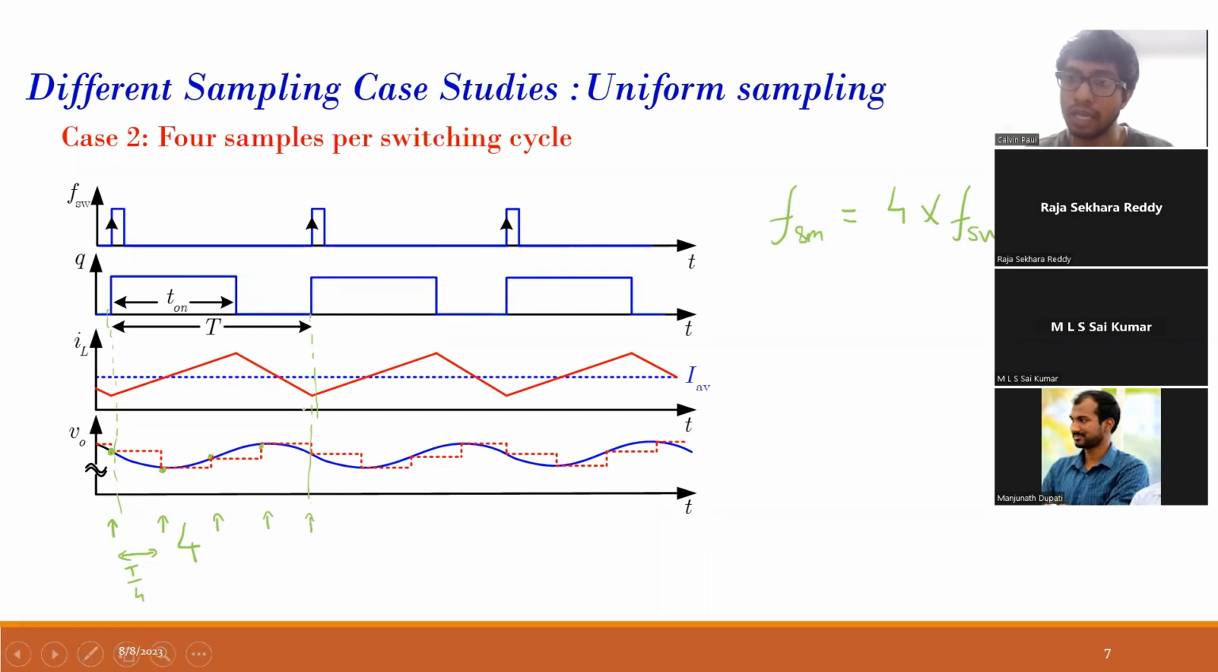So the time period of the converter is 1 millisecond and the switching frequency is 1 kilohertz. If I want to take 4 samples per switching cycle, I need 4 into 1 kilohertz, that is a sampling signal at a frequency of 4 kilohertz.